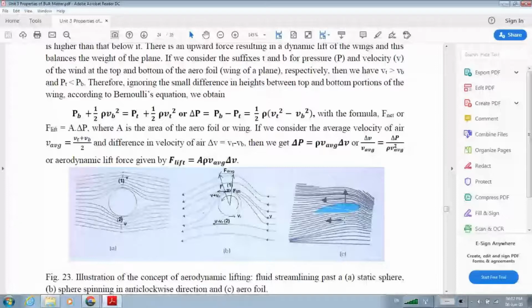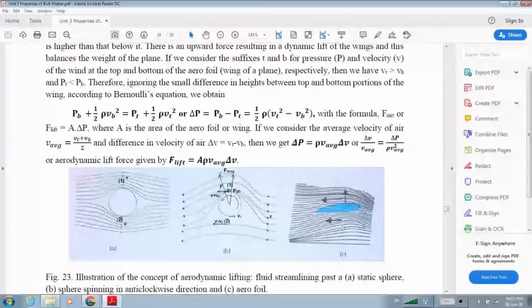So if we apply Bernoulli's equation for the top and bottom of the aeroplane wing, here at the top we consider the parameters with suffix t, and at the bottom the parameters with suffix b, so we can use Bernoulli's principle.